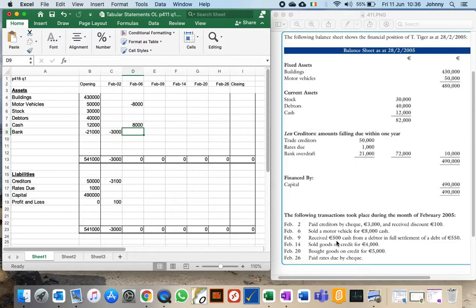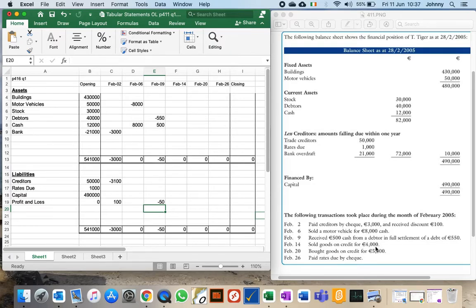I received 500 cash from a debtor in full settlement of a debt of 550. So the debt was 550. I'll take 550 away, so that cancels the debt, and I receive 500 cash, so I'll have 500 plus going into cash. And the difference between the two is, if we got 500 to settle a debt of 550, it means we gave a discount. So that's discount allowed, which is an expense. So that'll be a minus in our profit and loss. So we end up with the same effect on the assets and liabilities, with 50 minus in assets and liabilities.